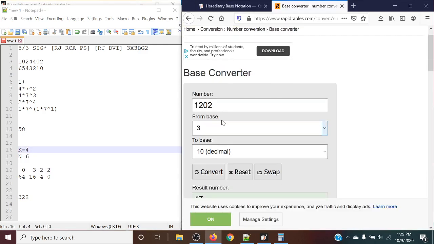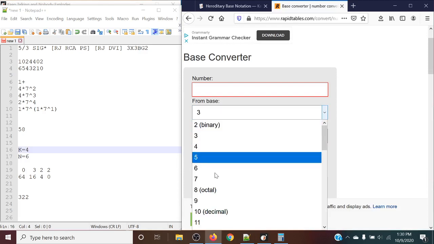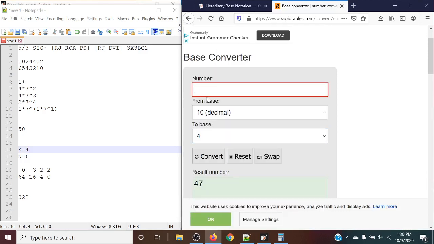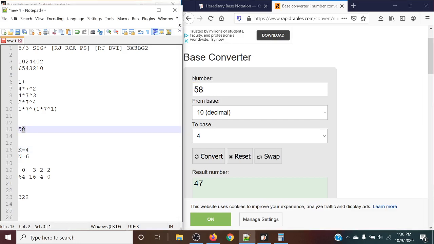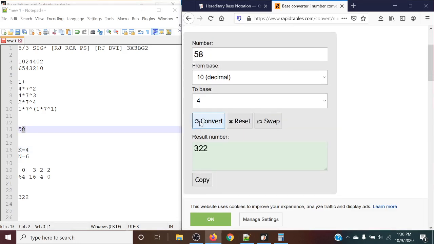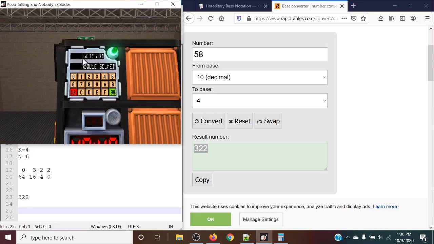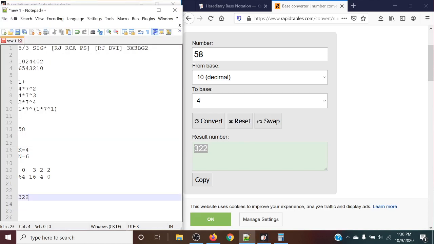Let's confirm that with our base converter. So we go from base 10 to base 4. Plug in 58, because that was our answer, and convert. And just like that, 322 is our answer. We will input that into the module, 322. Is the right answer. And just like that is a solved module.